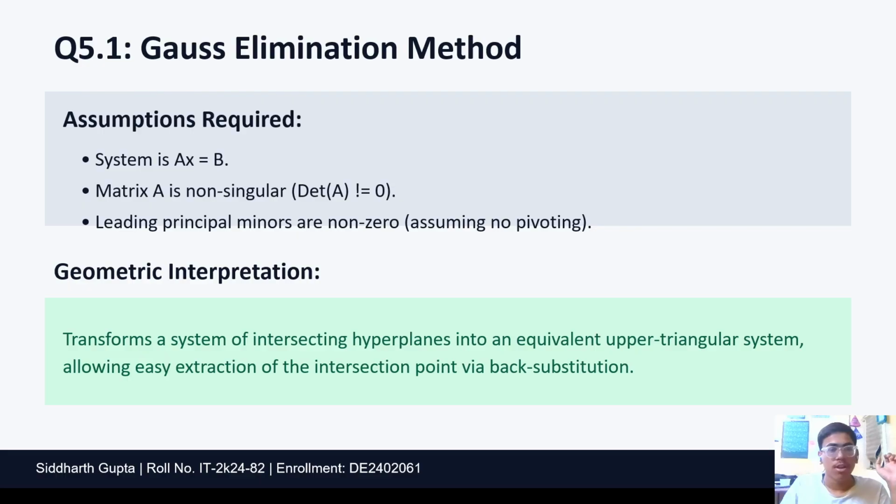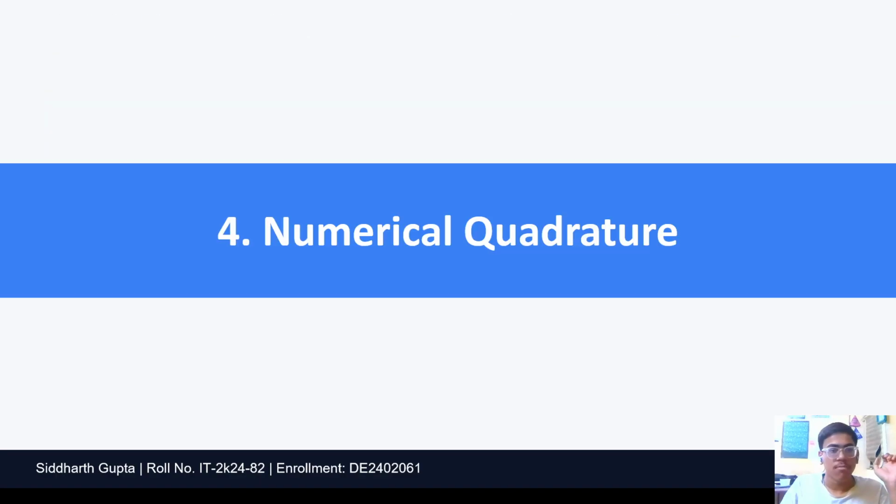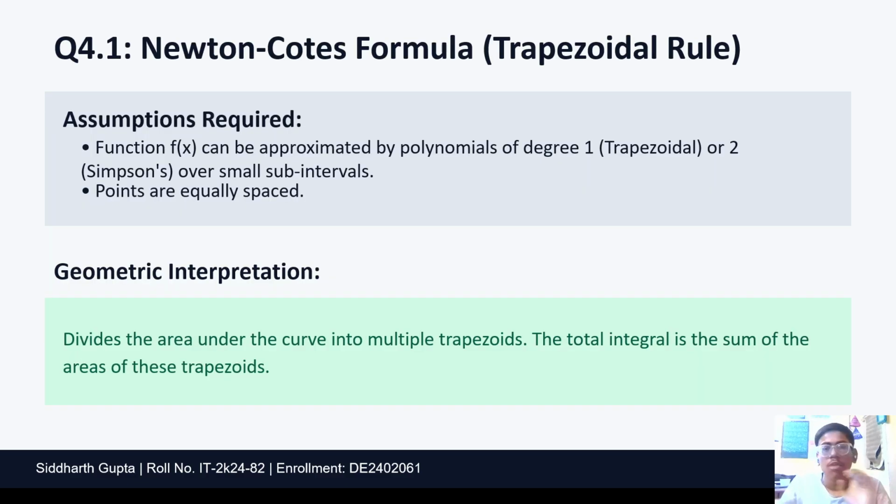Now the next was Newton numerical quadrature formula. We have already done 3 questions. Now moving on to the fourth question. The fourth question is for finding the algorithm for Newton numerical quadratures. Moving on with Newton-Cotes formula, the trapezoidal rule.